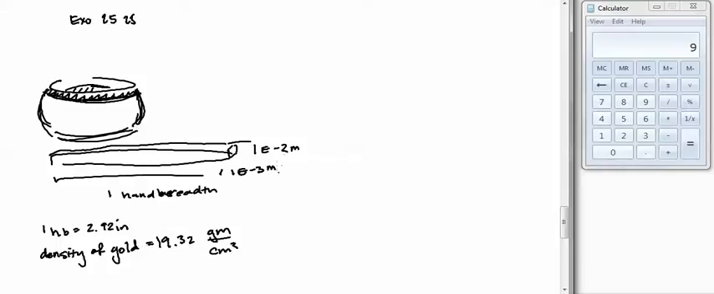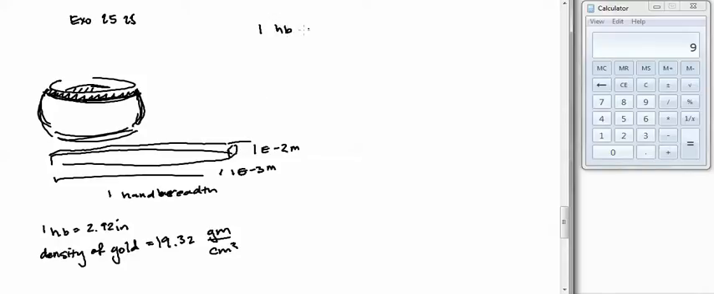It's not very thick. It's only 1 times 10 to the negative 3 meters thick, so it's a millimeter thick, and it's not very tall. It's only 1 times 10 to the negative 2 meters tall, which makes it 1 centimeter tall. It is 1 hand breadth wide, which is a little weird. 1 hand breadth is 2.92 inches, so let's start off with that.